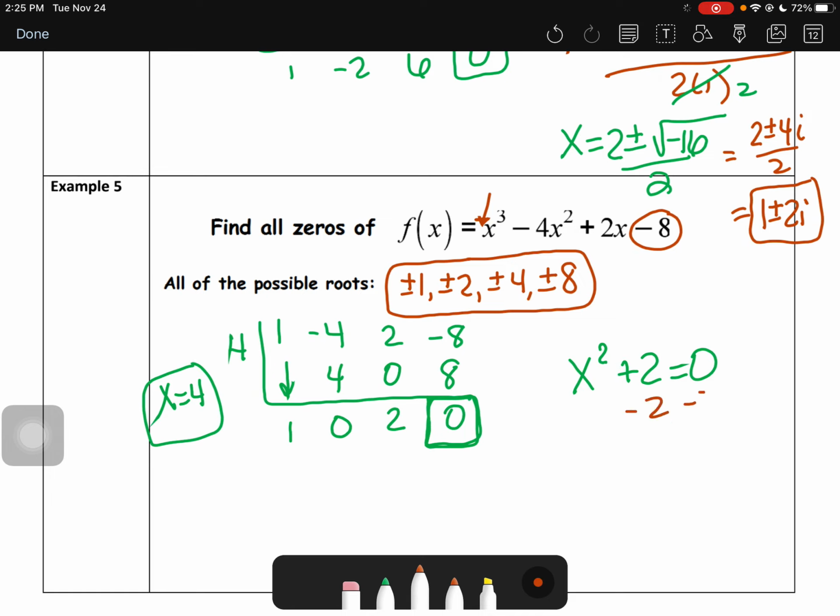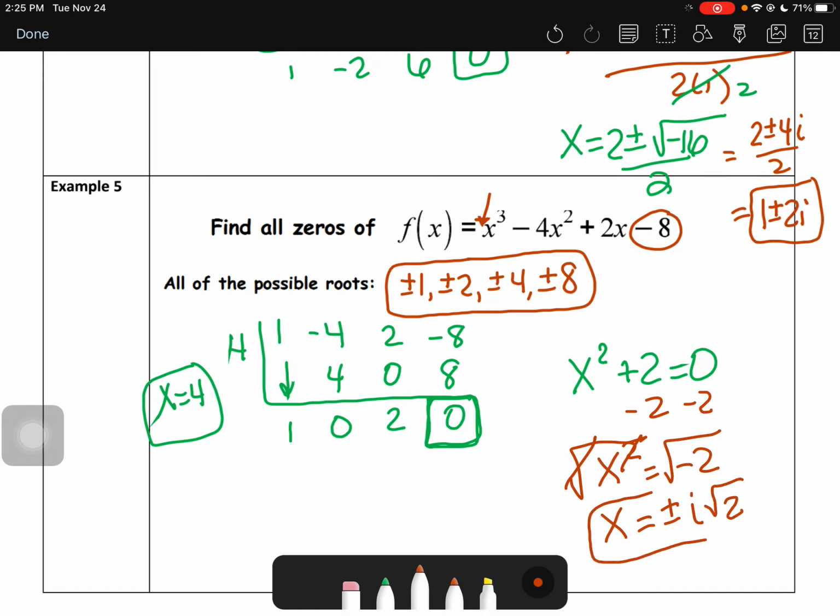In this case, we can solve by taking the square root, which we didn't have as one of our methods. So we are going to subtract 2 from both sides. Then we're going to take the square root of both sides. We have plus or minus. I comes from the negative, and the square root of 2 will stay under the radical. So we have our 3 solutions.